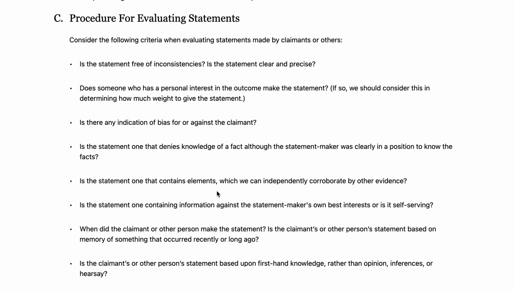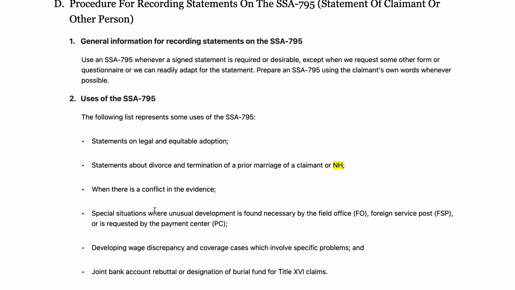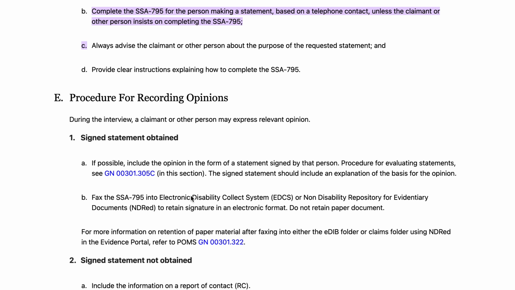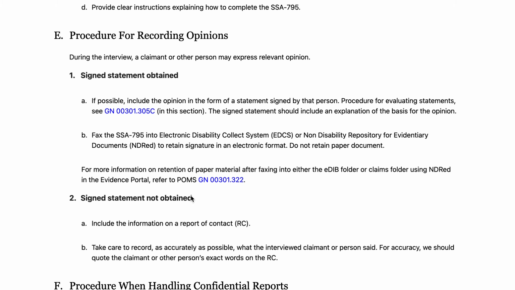So this POMS also kind of touches on some possible uses of the SSA-795. So if there are statements about divorce and termination of a prior marriage, if there's a conflict in evidence that was provided for Social Security benefits, if there's a statement about adoption, wage discrepancies, so on and so forth. And then finally, the last possible thing is that they kind of tell people in the administration how to go if they get a signed statement versus if they don't get a signed statement.